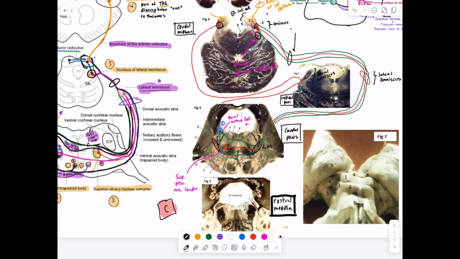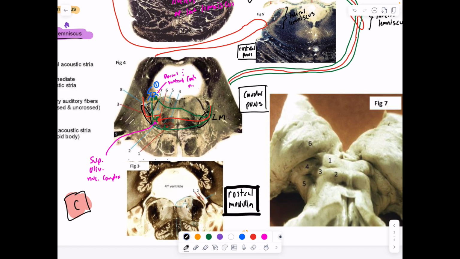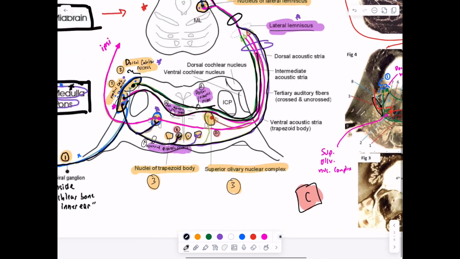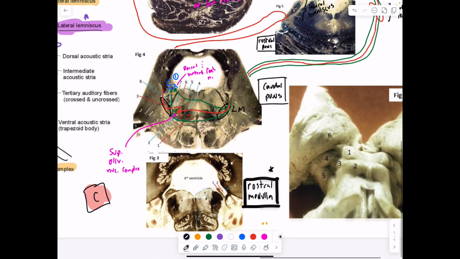Okay, so then what does this look like in cross sections? These are the cross sections given to us in lab. So here we have the rostral medulla, and you may remember that I said the rostral medulla is where you have this guy right here. All right, it's not in the caudal pons. It's rostral medulla, which is a little bit irritating based on how the slides are oriented.